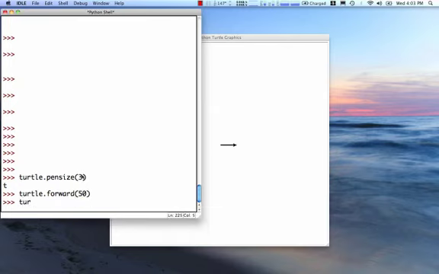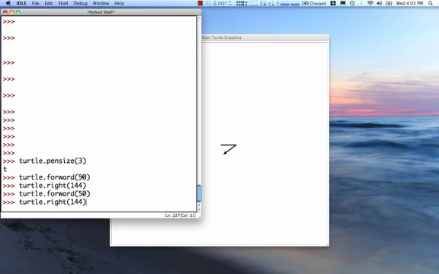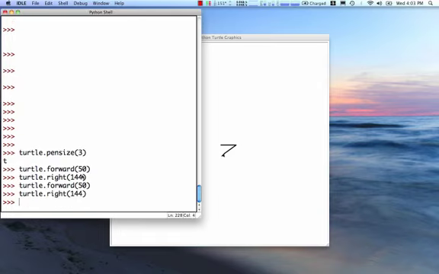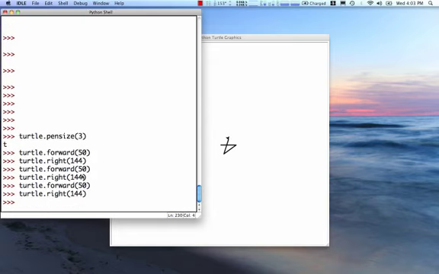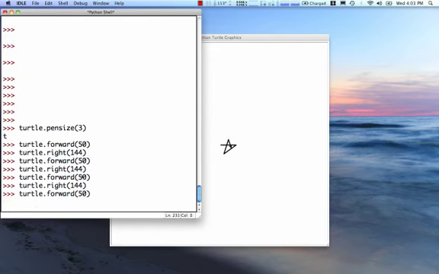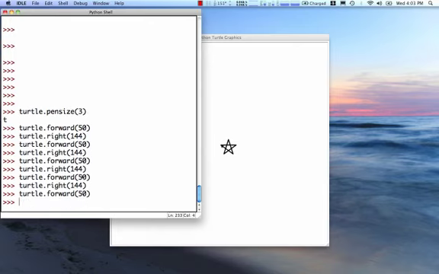And if we turn right, we're turning around the larger, so we're going through a large angle there. And then if we go forward again, now watch how we turn. Turn. Forward again. Turn 144. Forward again. Last turn. And we complete the star.